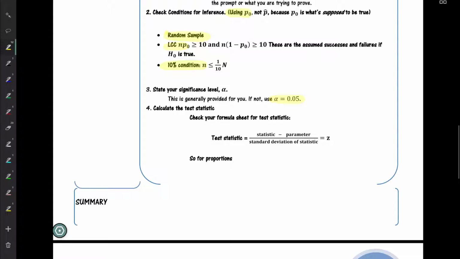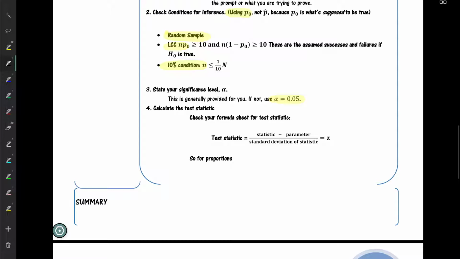The test statistic is like your Z star or your T star. That's what that is. Okay, so the test statistic is actually pretty easy for us to do. It's based off of a Z-score formula. It's your statistic minus parameter divided by the standard deviation of the statistic.